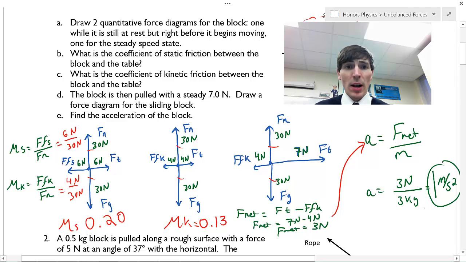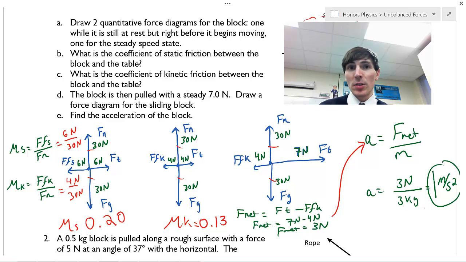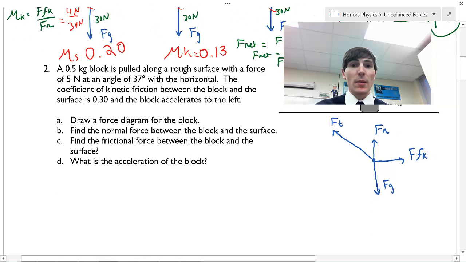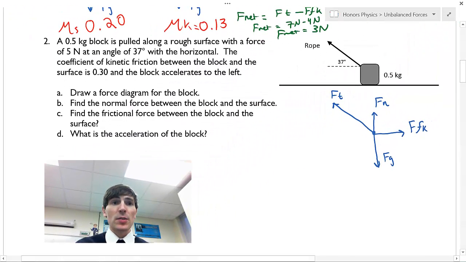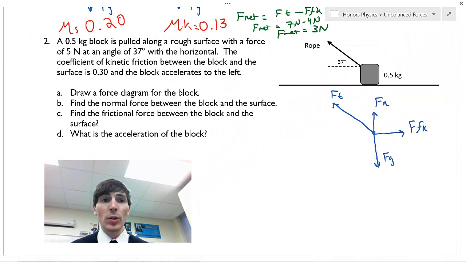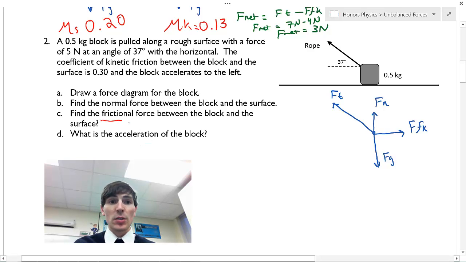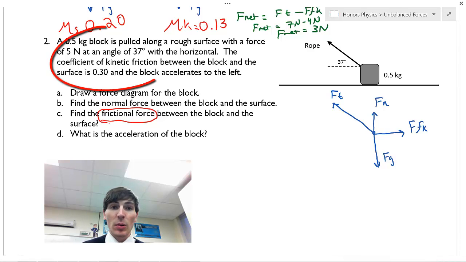Now this was a pretty simple problem. We're just solving for the coefficient of friction. We're not really using it yet. We're just solving for acceleration, and we didn't need to use that. As you go through this, here are some hints for other questions. Number 2, you're going to have to find the frictional force, so you're going to need your coefficient of friction, and you're going to have to find that first. Once you've found that, you can find the frictional force using a net force equation.